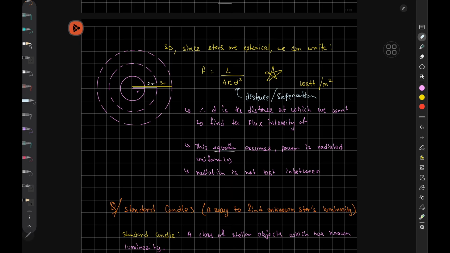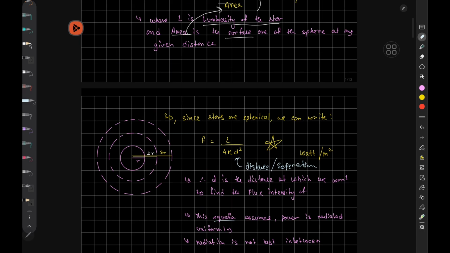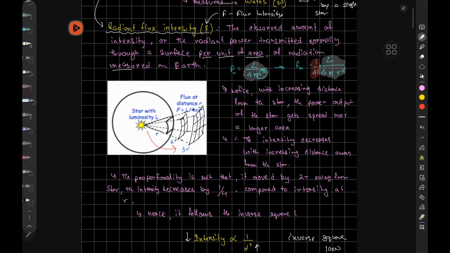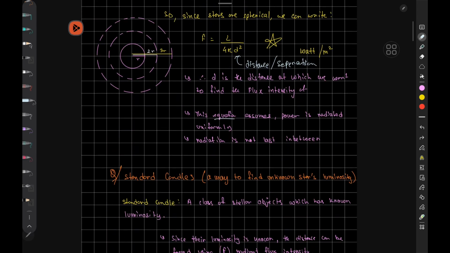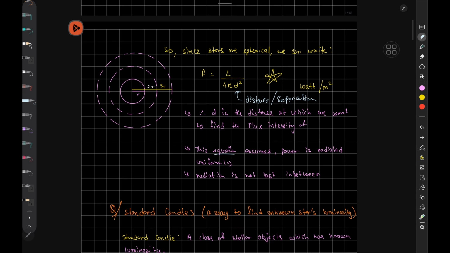Yep, the equation assumes its power is emitted uniformly. That is to say, intensity at every piece of the area of the stellar object is equal. So if it has an X amount of intensity here, it will have the same X amount of intensity here, because we're distributing a total luminosity over a given area. So it's equally distributed per unit area of the stellar object. Okay.